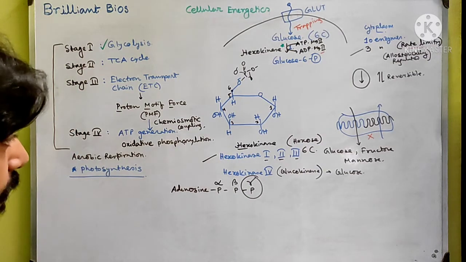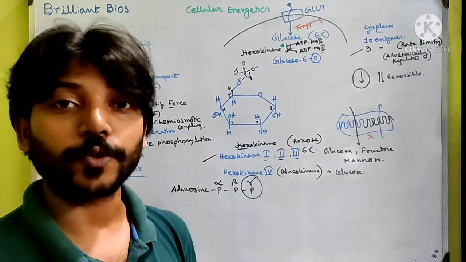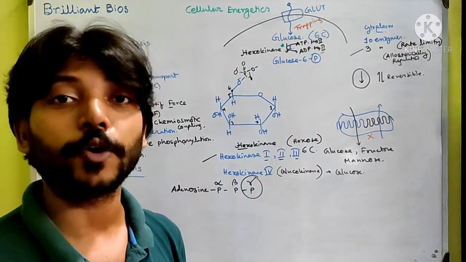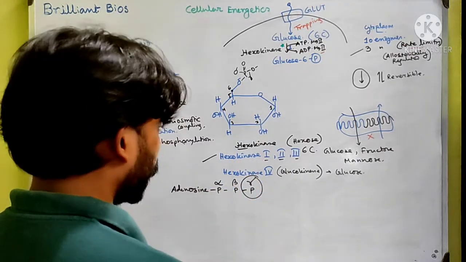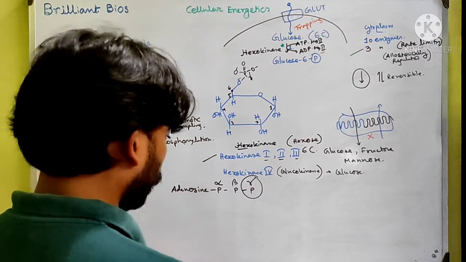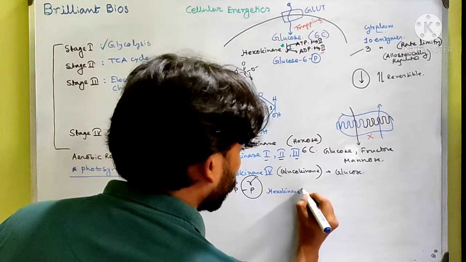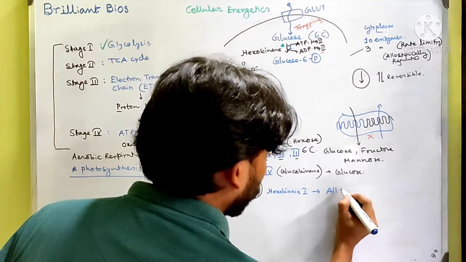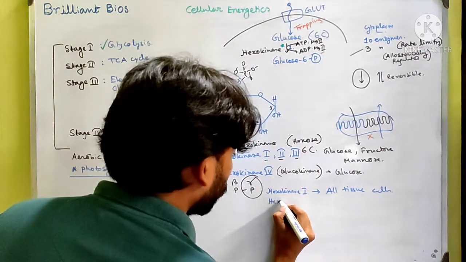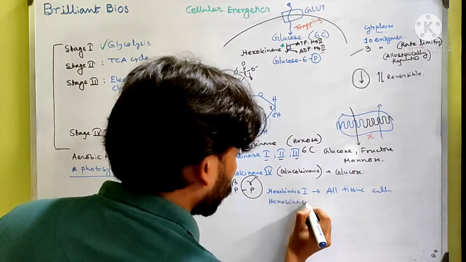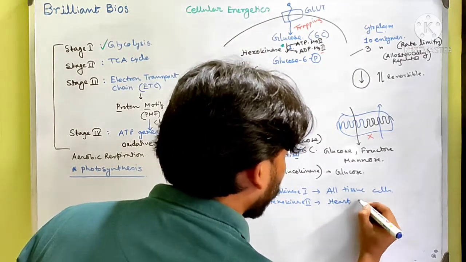Now I can write here a very important fact about just this first step. So I am giving you the maximum information that you require. Hexokinase 1 is present in all tissue cells, the body's all tissue cells. Okay, hexokinase 2 is present specifically in heart and muscle cells.